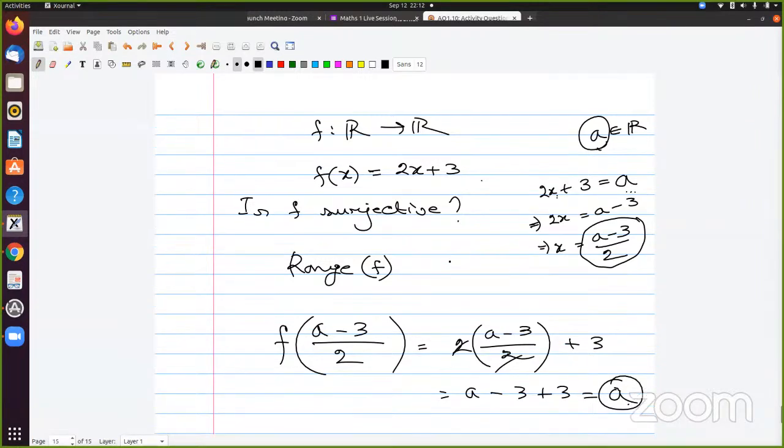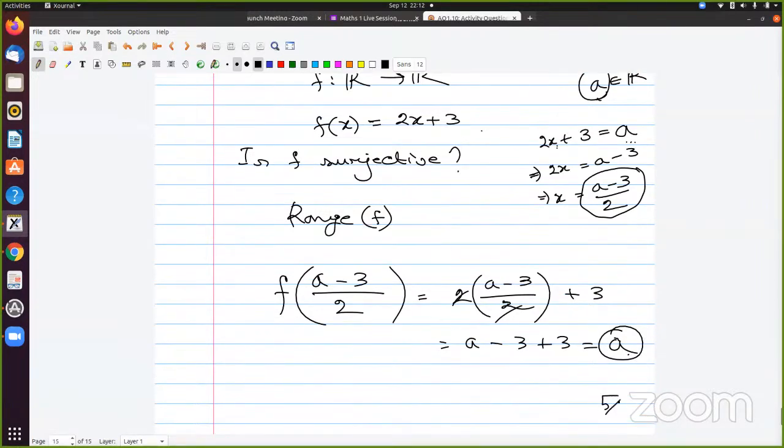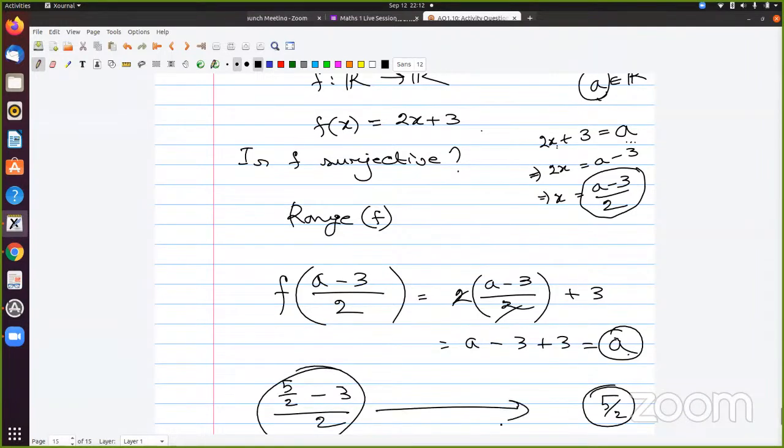Suppose I want 5 by 2 as my output. What is the input I should put? 5 by 2 minus 3 by 2. Whatever that is, I should give this as my input. I will get 5 by 2 as my output. So the range is basically the whole real numbers.